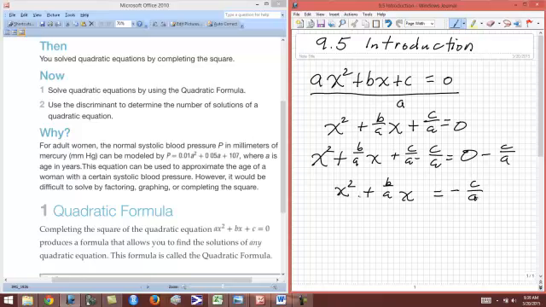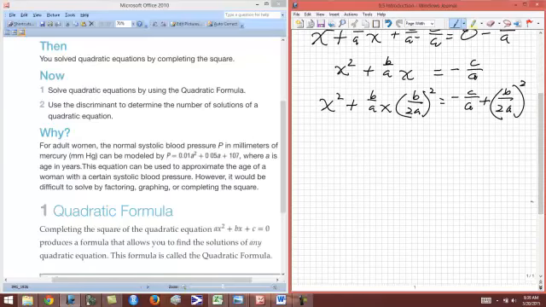And now we're going to take the two left terms on the left side and make a perfect square trinomial, which means we take half of the coefficient of x, square it, and add that to both sides. So we'll have x squared plus b over ax plus b over 2a, half of b over a, squared, equals negative c over a plus b over 2a squared.